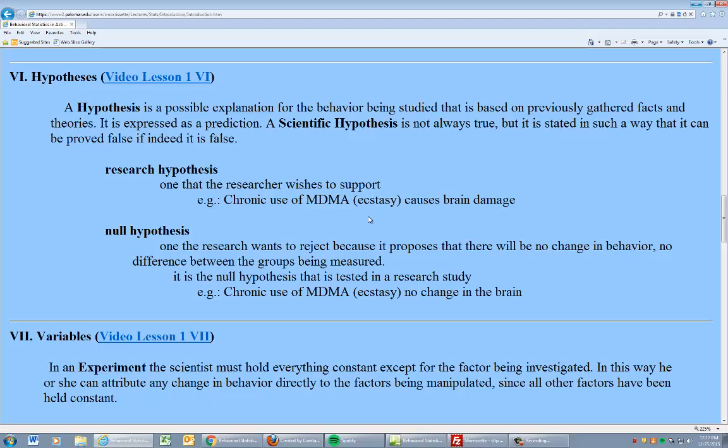Turns out it's much easier to prove something false than something is true. And that's why we have something called the null hypothesis. I'll explain that in a minute.